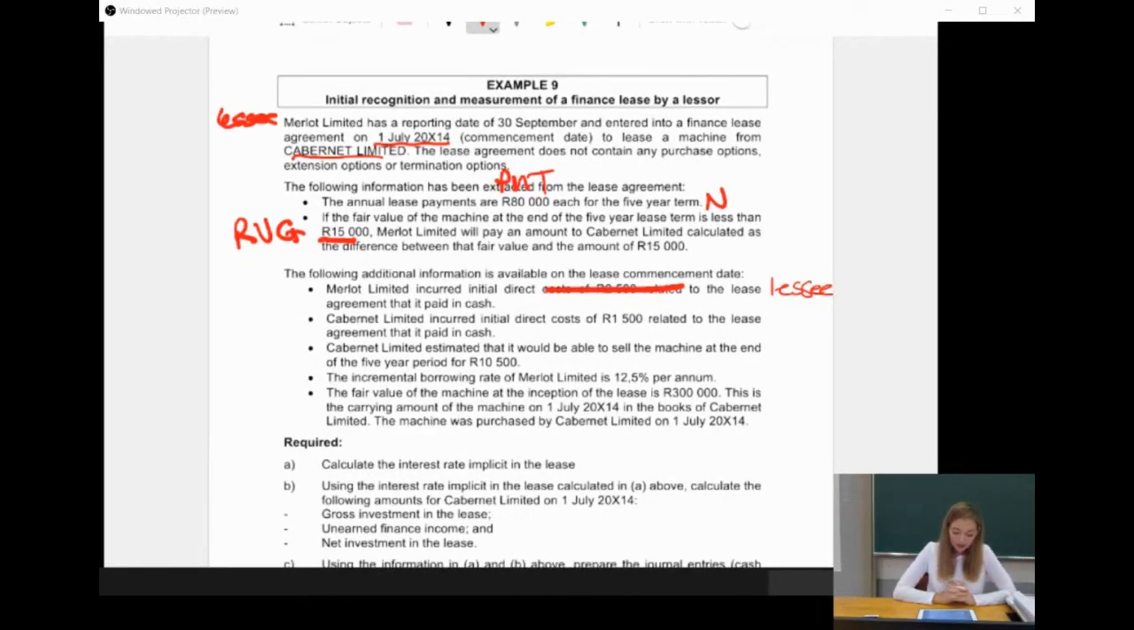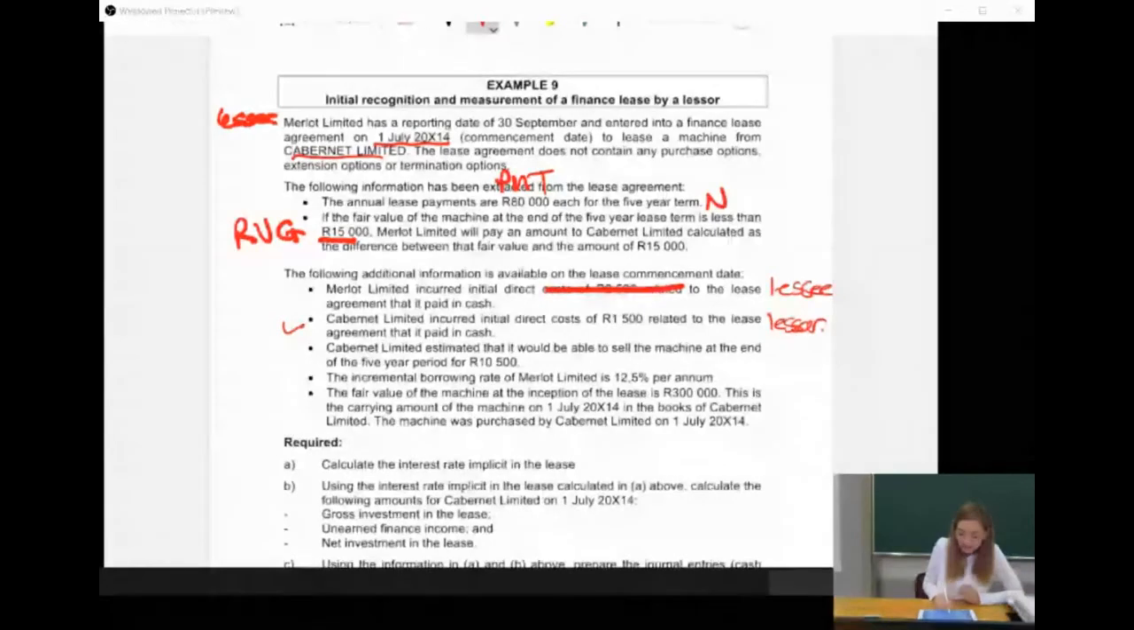Now next bullet point, Cabernet Limited incurred initial direct cost of 1,500 related to the lease agreement that it paid in cash. So that is now the lessor's initial direct cost. So yes, we will include that in our interest rate implicit in the lease calculation. Cabernet is estimated would be able to sell the machine at the end of the 5-year period for 10,500. So this 10,500 is our residual value of the asset.